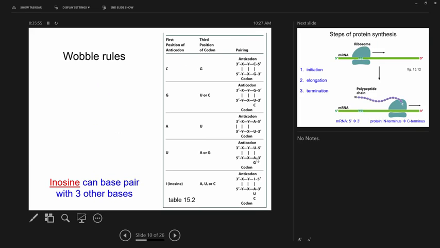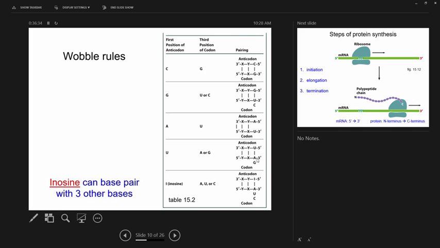So here's the wobble table. It says which... so this is the 5' end of the anticodon. This is the 3' position of the codon. If the anticodon is C, it can only interact with G. If it's A, it can only interact with U. But if the 5' position of the anticodon is G, it can interact with either U or C at the 3' of the codon. Likewise, a U at the 5' of the anticodon, A or G, and we'll get to that guy in just a second.